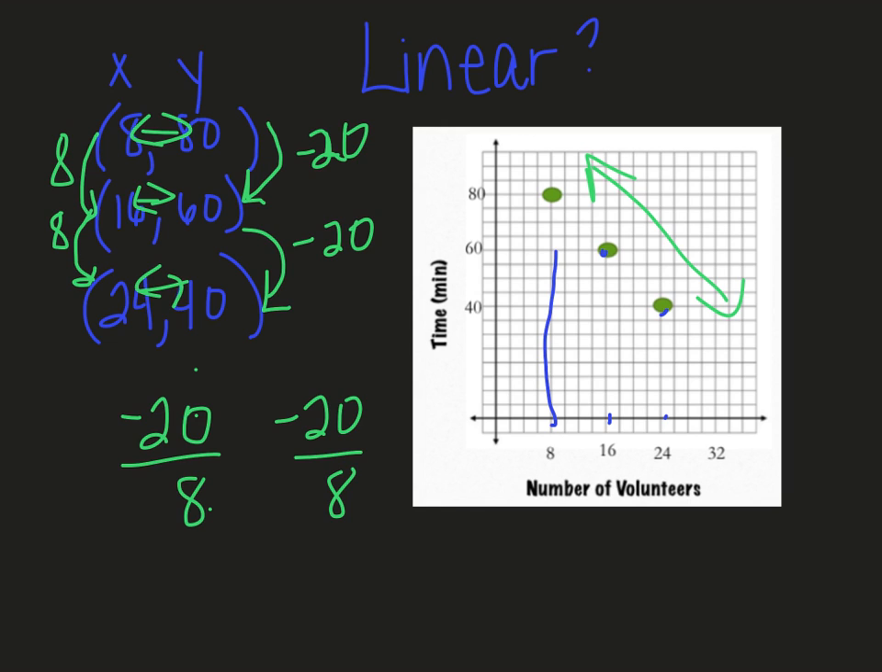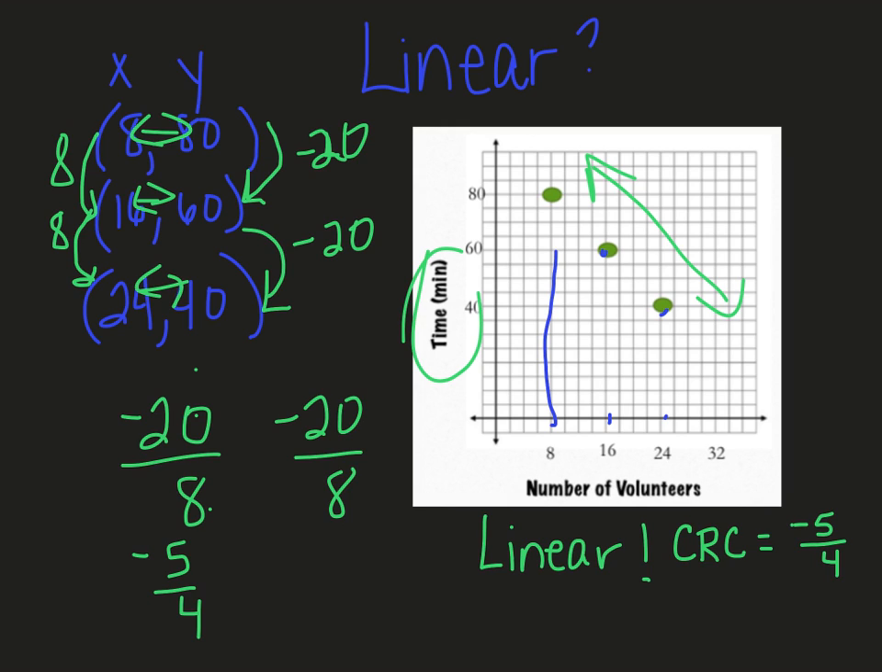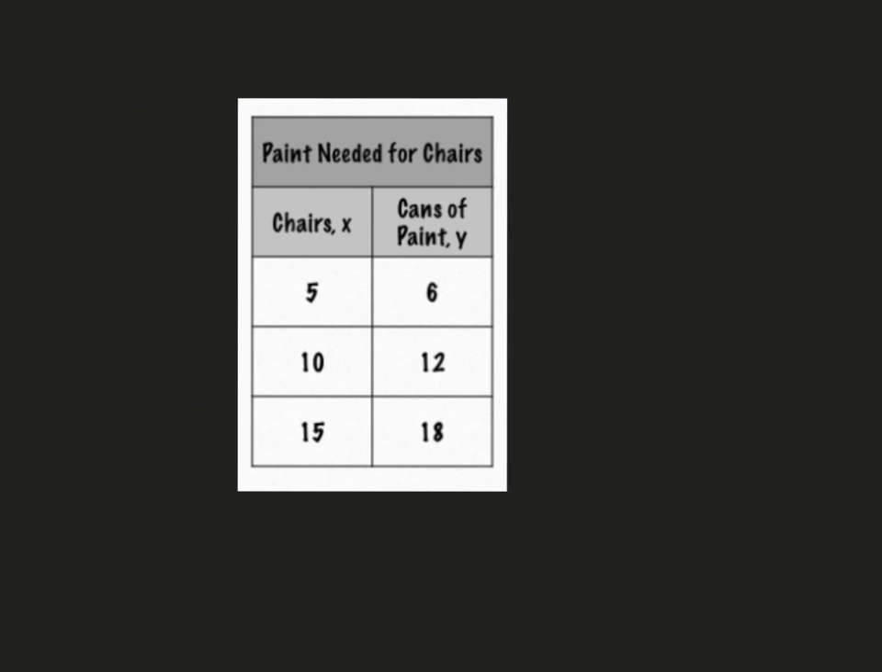So I know it's linear, but I need to find the constant rate of change, and it needs to be in reduced form. So that would be negative 5/4. Constant rate of change is negative 5/4. And they put time up here on the y-axis, and I don't know why, because it always goes this way. But anyway, they're just saying that as the number of volunteers, it doesn't make any sense. Anyway, okay, here's another one for you to see if it's linear or not.